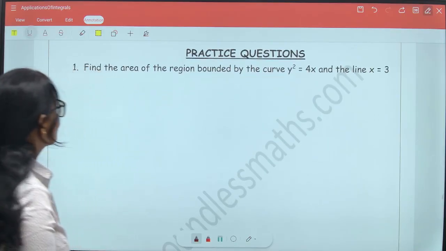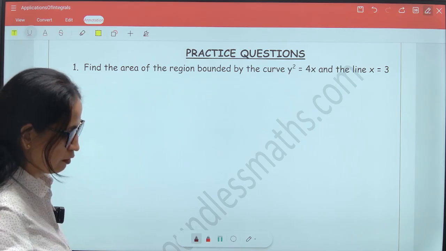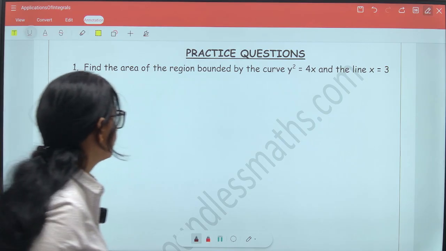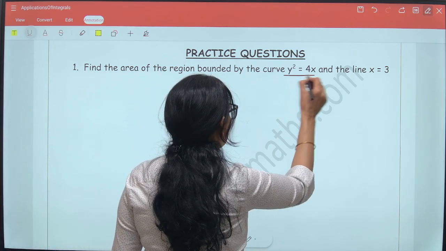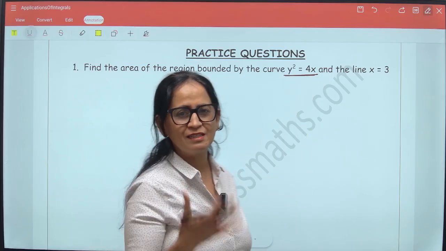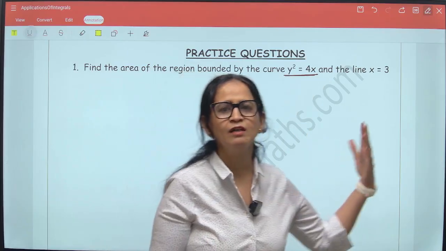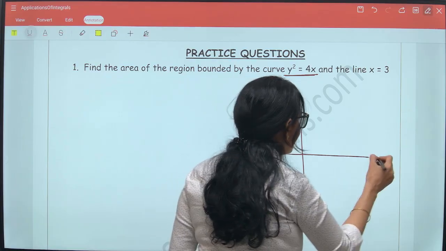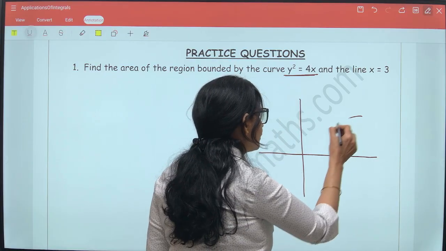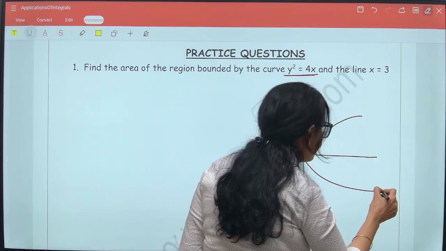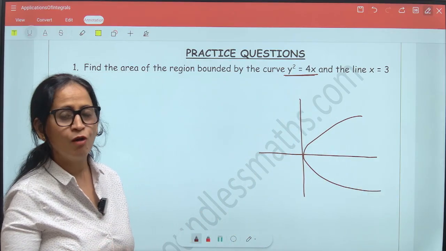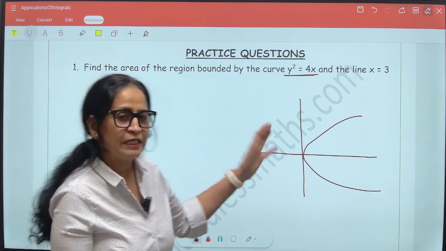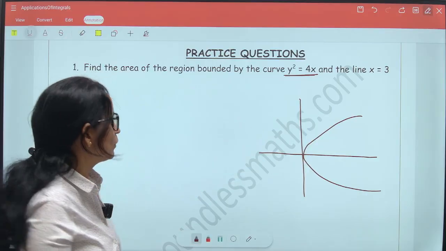The first question is, find the area of the region bounded by the curve y square equals 4x and the line x is equal to 3. Now y square equals 4x. What kind of parabola is this? Y square is towards the right. So that means I need to just draw a rough figure. I need not put in values of x and find values of y. I do not need exact graphs. For area under the curve, you never need exact graphs. You just need an indication of what kind of shape you are going to get.